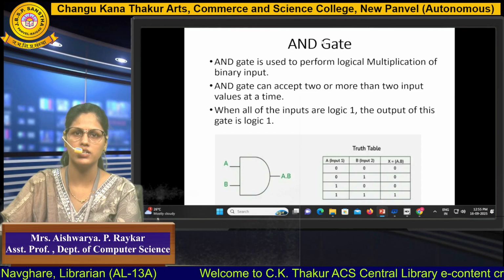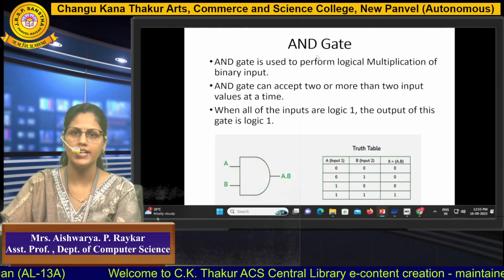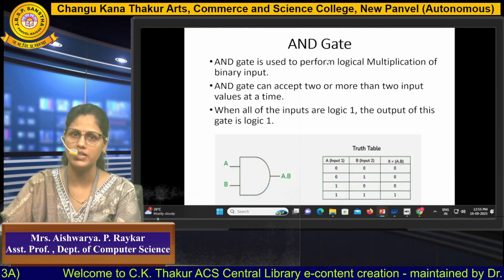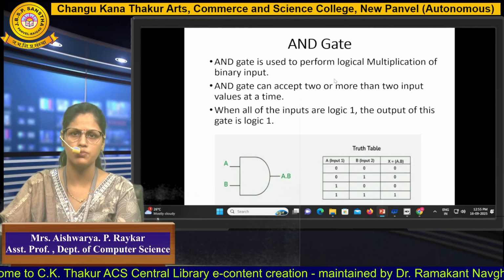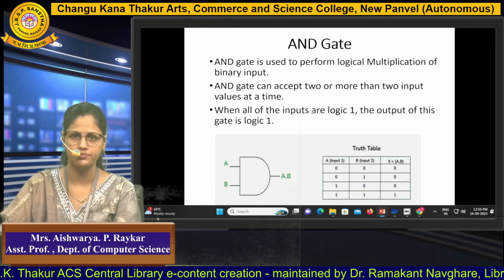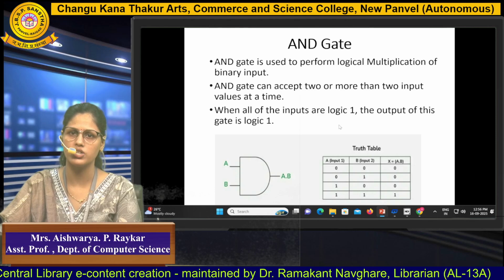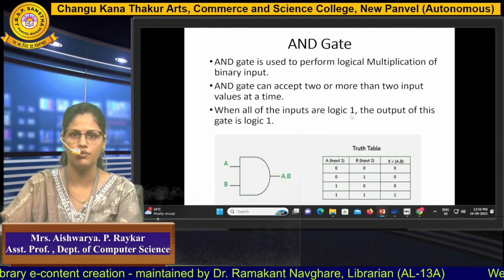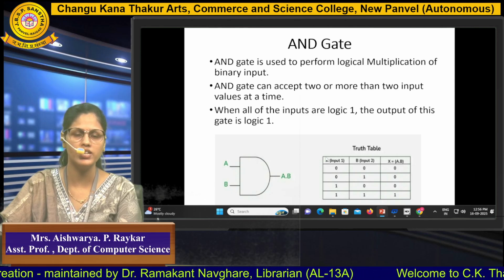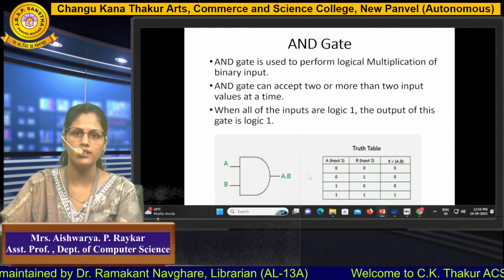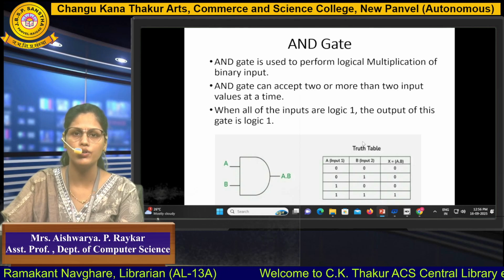Now the very first gate under basic logic gates is AND gate. Let's see AND gate. AND gate is used to perform the logical multiplication of the binary inputs, and it is a gate which accepts two or more than two inputs. Now what is the logic of AND gate? When all the inputs are 1, its output is 1. So this is the symbol of the AND gate. And what is the Boolean equation for AND gate? A dot B.